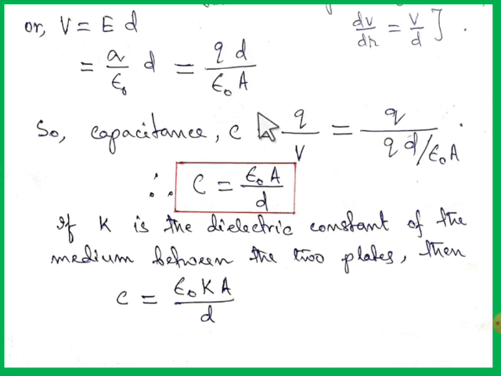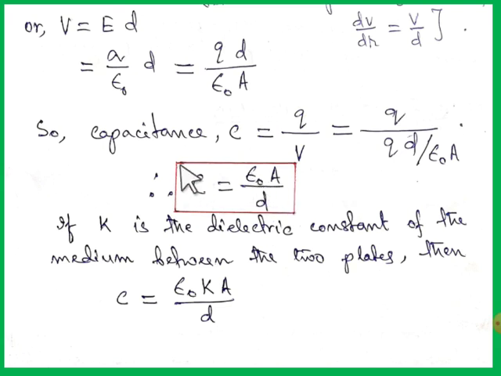Q D by epsilon naught in the denominator, right? So if you cancel Q, epsilon naught A will be in the numerator, and D will be the only term in the denominator. So your capacitance will be equal to what? C is equal to epsilon naught A by D, right? So this is the formula for capacitance when the intervening medium between the two parallel plates is either dry air or vacuum, okay.